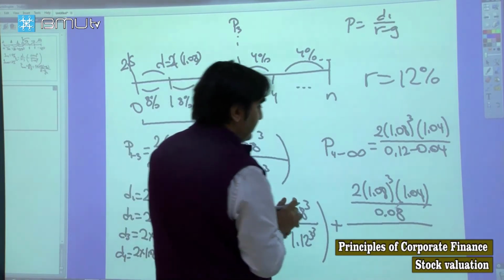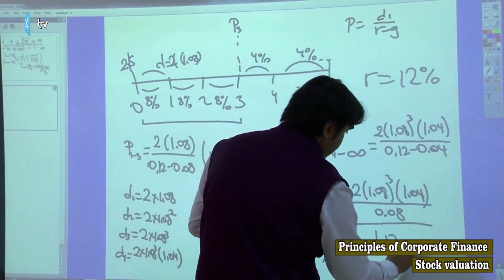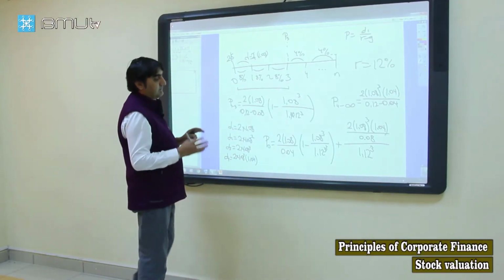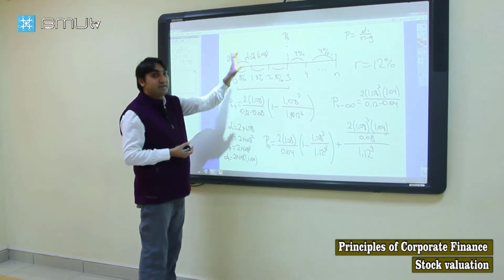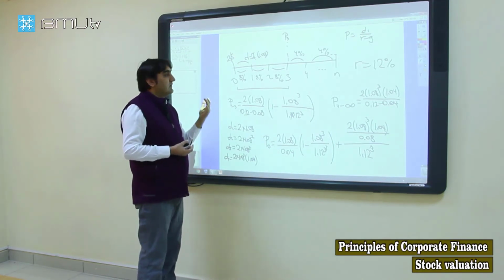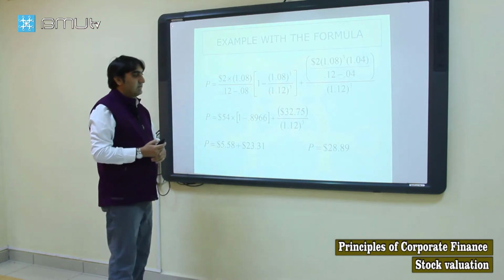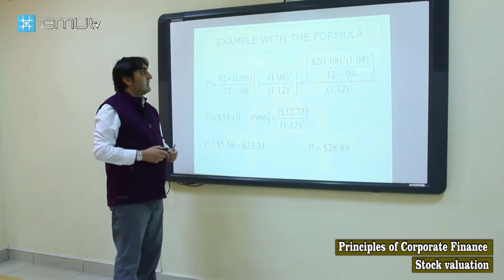At time 0, we discount it back at 12% for 3 periods. So what we get here is the present value of all expected dividends. That is the price of this stock, $28.89. This part is the present value of the first 3 years, and this is the present value of a growing perpetuity starting from the 4th period to infinity. Sum up all these numbers, we get $28.89.